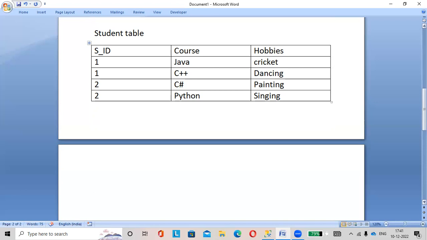No, we require three tables. Student table, course table, hobby table. Okay. In student table, student ID, student name. In course table, course ID, course name. In hobby table, student ID, hobby name. We need to decompose here into 3 tables.